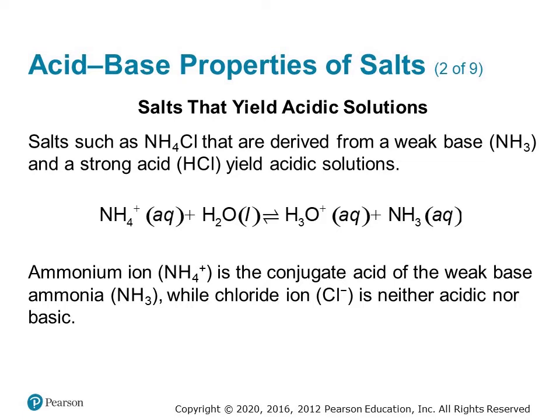Let's consider an example salt, ammonium chloride, NH4Cl. We'll consider each ion, ammonium ions and chloride ions, separately, and then combine the results. The ammonium ion, as we saw previously, is the conjugate acid of a weak base, and hence is itself a weak acid. So ammonium ions on their own will tend to produce a weakly acidic solution. And then we saw in the previous slide, chloride ions don't affect the pH either way, so the net result is a weakly acidic solution.